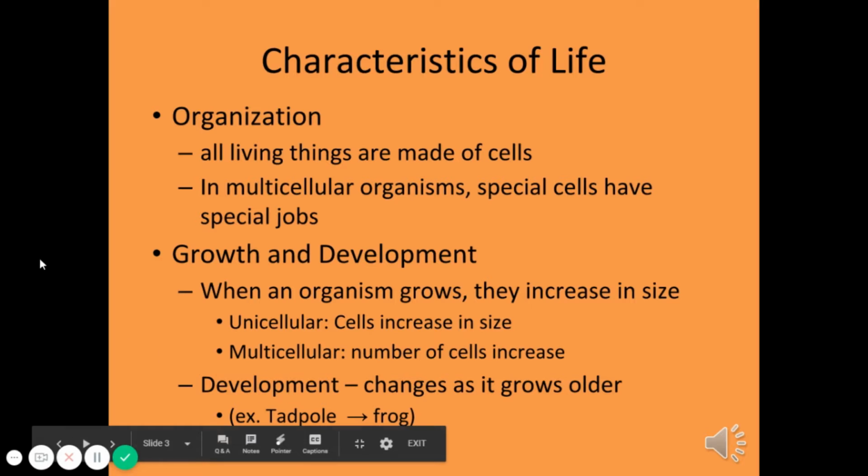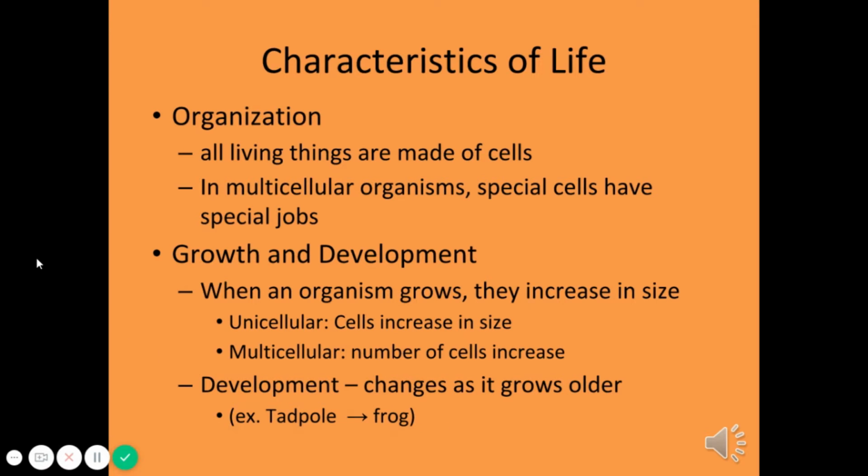Alright, the second characteristic of life we have is growth and development. And that says when an organism grows, they increase in size. So for a unicellular organism, an organism that's just a single cell, for it to grow, that means the cell itself has to increase in size. However, for multicellular organisms, it's a little bit more complicated. Actually, the number of cells increases. So a multicellular organism starts off as a single cell, but just keeps adding more and more cells. The development part of growth and development just means that as the organism grows older, it changes. So for example, going from a tadpole to a frog is an example of development.